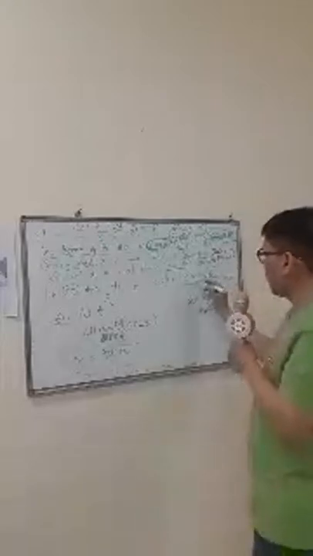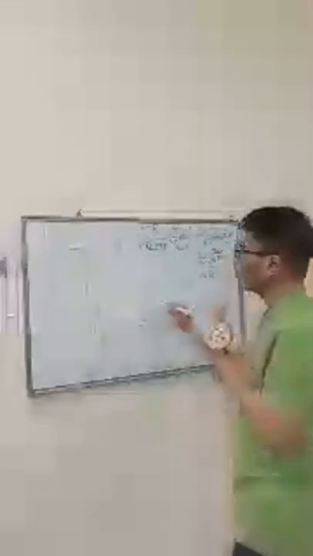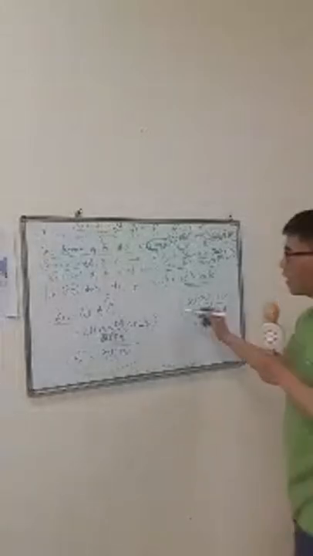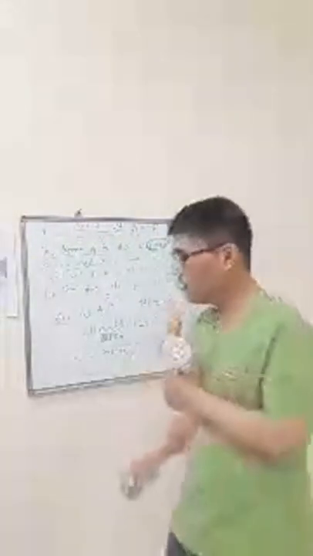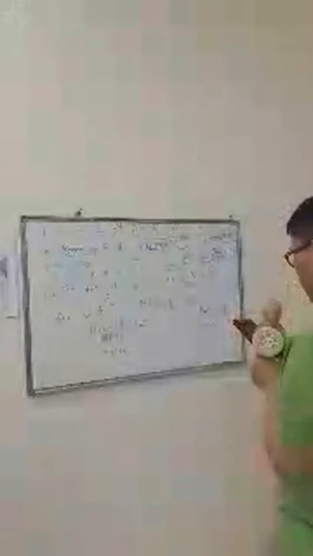Now, the other part. How far does the car travel in 5 minutes? Here the time is 5 minutes, which is 300 seconds. Then we have 3.14, so 300 times 3.14 is equal to 942 radian.